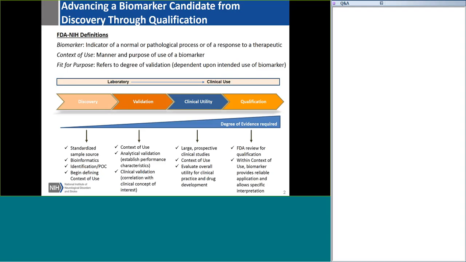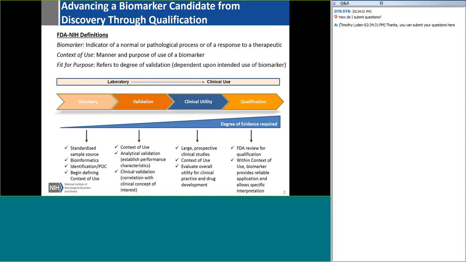So some of the activities that are done during discovery include finding a sample source for your potential biomarker that has standardization as a requirement, that has annotation and so on, so that you're getting what you look for. Once you have your sample source and you're starting to use it to identify your biomarker, you of course need bioinformatics. So usually bioinformatics and statistics are a very important part of discovery. And then another aspect, in addition to identifying the biomarker and doing some initial proof of concept work with it, is to begin defining your context of use.